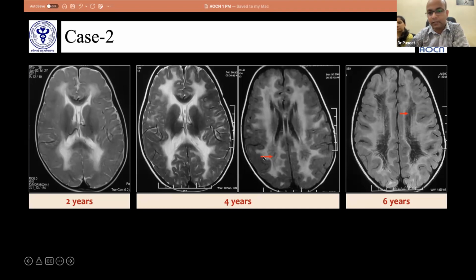And at this age, on the axial FLAIR section, we find some areas of cystic degeneration as well as some areas showing rarefaction with intermediate signal. Two years down the line, at 6 years of age, there is even more progressive white matter loss, and we find these typical strands on the axial section, reflecting the progressive white matter loss.